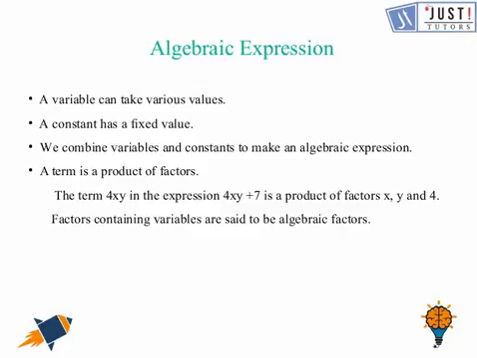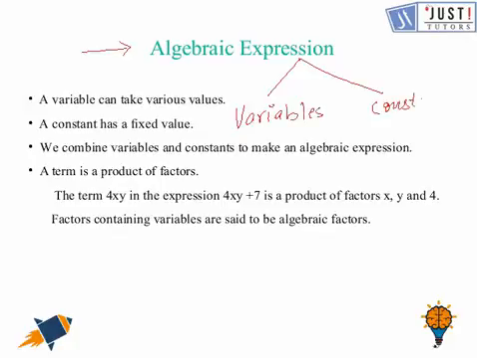Now we move ahead with our topic, which is algebraic expressions. An algebraic expression is divided into two parts: variable and constant. The variables are those which can take any values. The variable could be any letter or any symbol as well, like this. And the constants are the fixed values, like 2, 3, 4, 5 and so on.